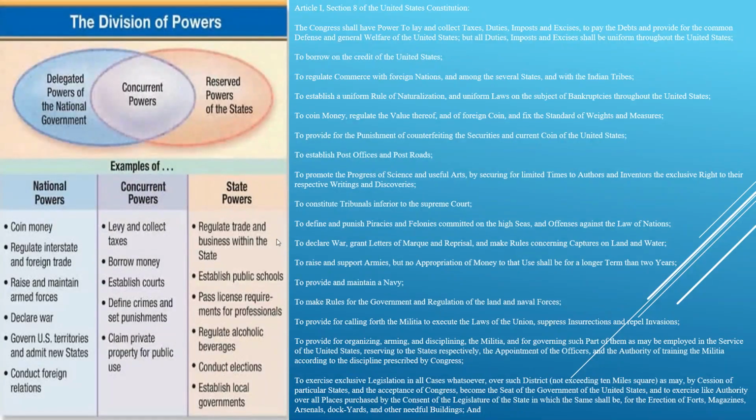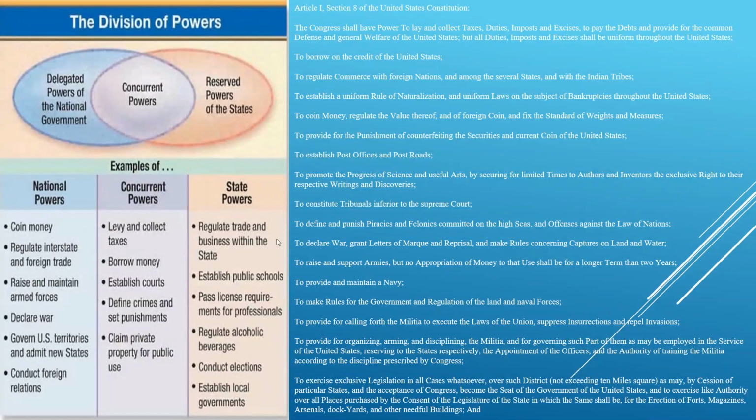Then we got something called the enumerated powers. The enumerated powers, also called the express powers or explicit powers or delegated powers of the United States Congress, are the powers granted to the federal government of the United States. Most of these powers are listed in Article 1, Section 8 of the United States Constitution. So, here's some examples of that.